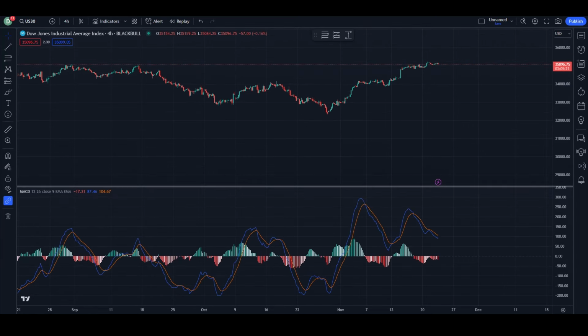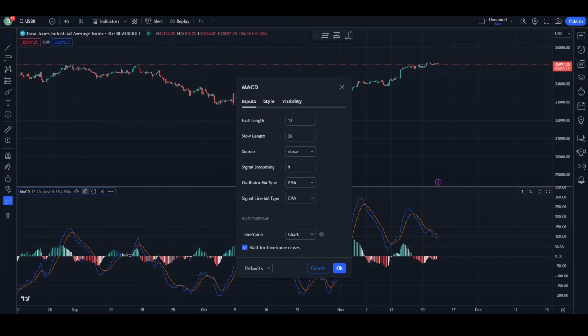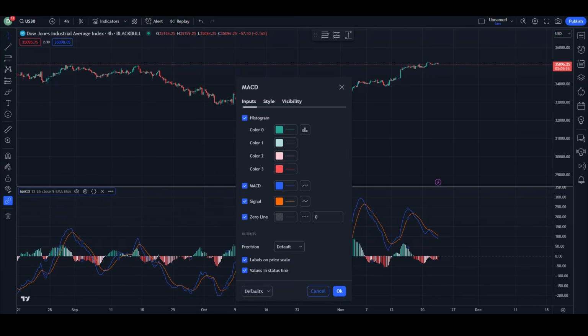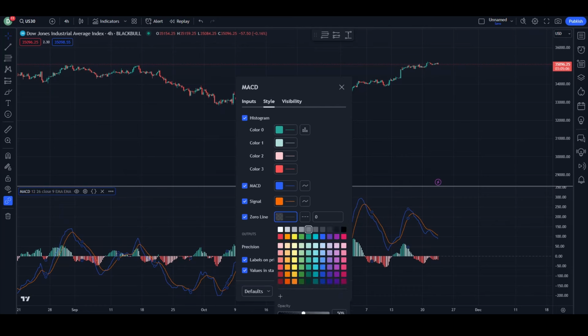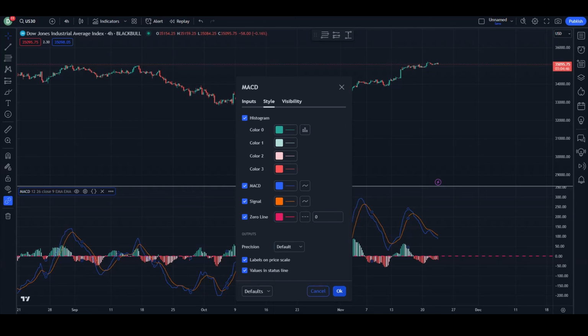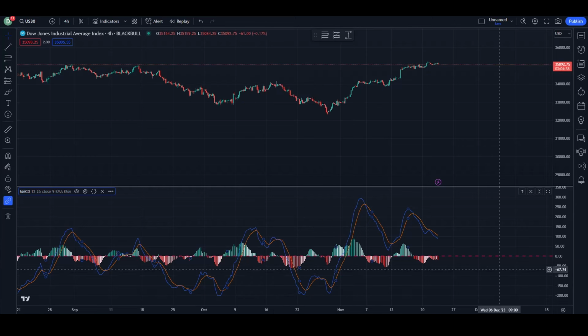Once the indicator is on your chart, first you want to make one adjustment. You come to the settings of this indicator and then you go to style and you scroll down to where it says zero line. On the zero line you click the color, you choose something more visible and then you increase the opacity to 100% and you make the line thicker. Once all of this is done, you can click OK. The reason we did this is so that we can make the zero line a bit more visible.